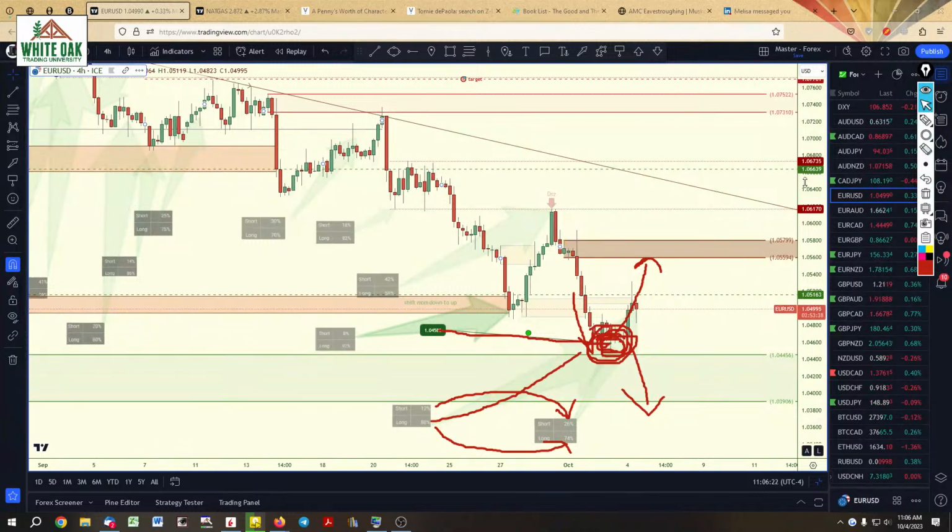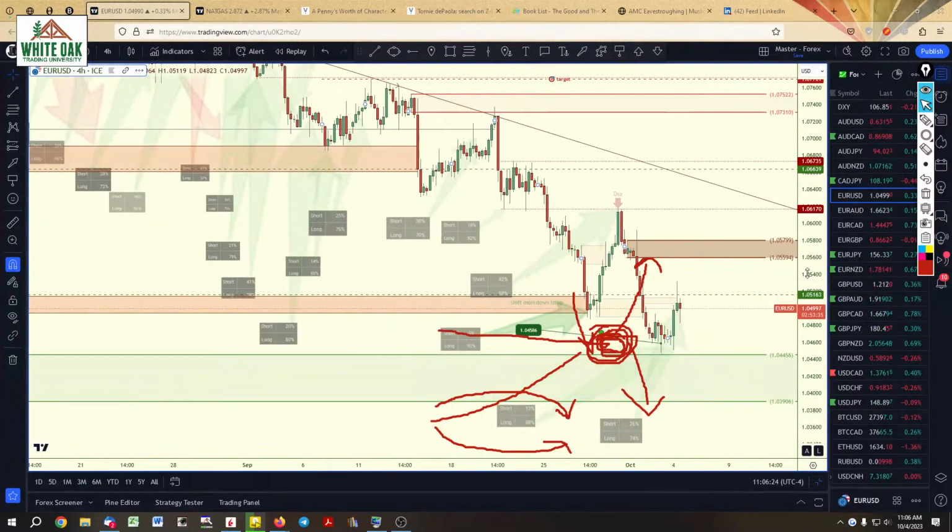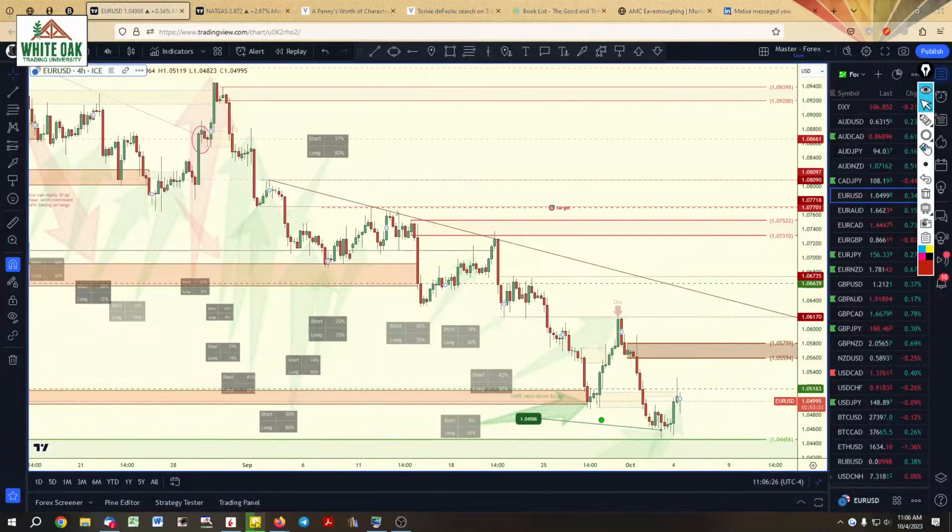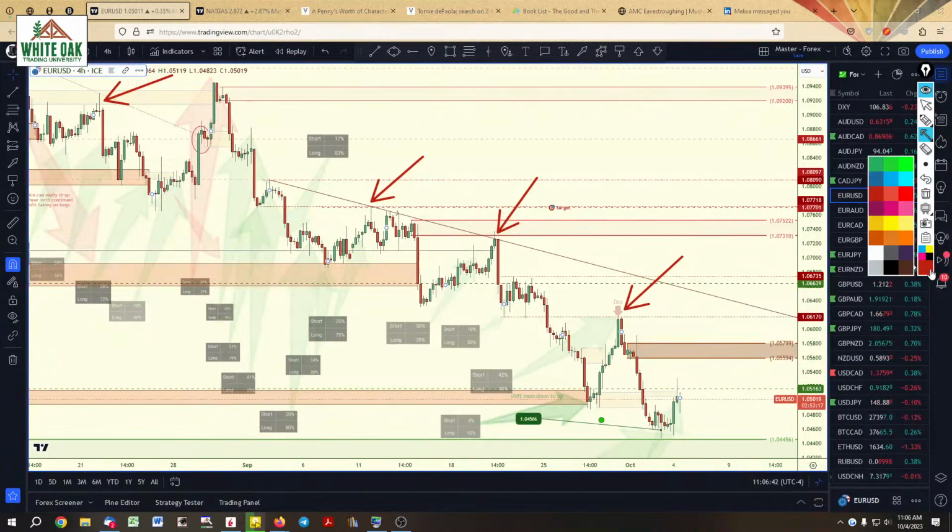Okay. Just like if we look back through the history of the chart, I will point out the spots where the banks were selling. Here. Here. Here. Here. Okay? Do you see something? You see something happening here?